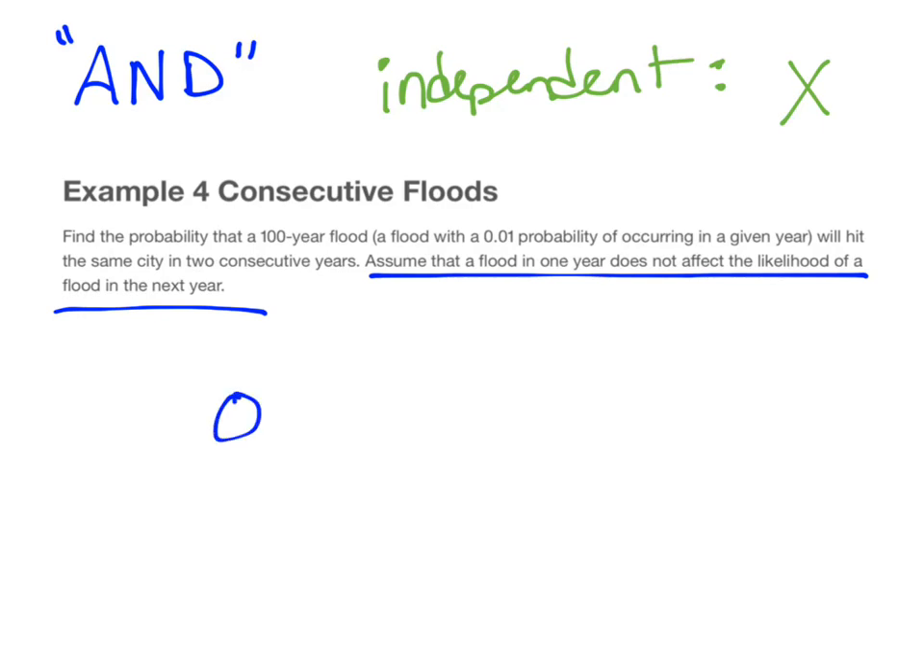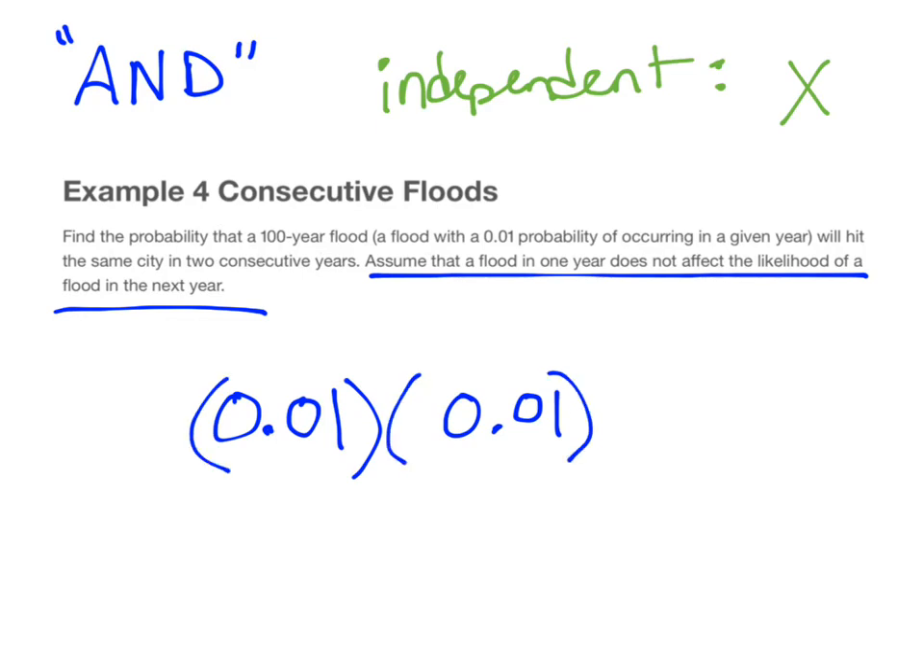All right, so what is the probability that the flood would happen in the first year? Well, that's 0.01. Right, and then the probability that it would happen in the next year, ignoring the previous year, would still be 0.01. And then we can multiply those to find the probability that the flood would occur in those 2 years. And that's 0.001, 3 zeros and a 1, or 1 in 10,000.